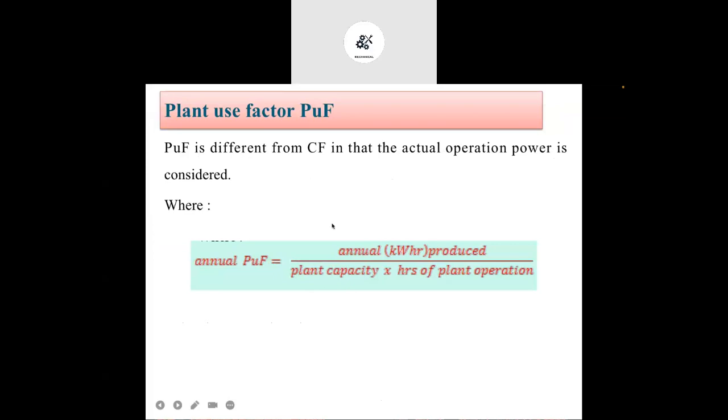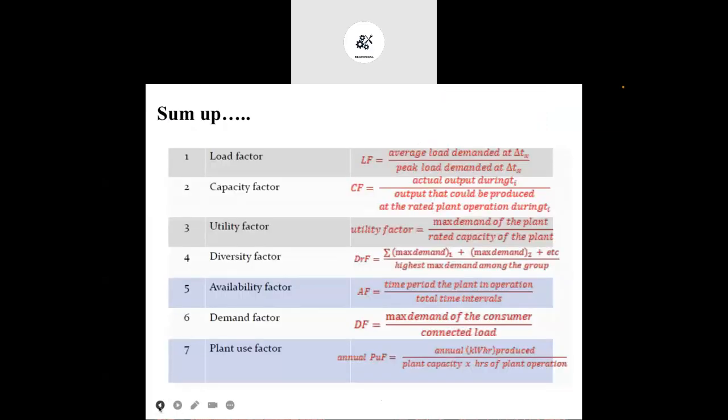So plant use factor is different from capacity factor in that actual operating power is considered. The annual plant use factor is the annual power produced divided by plant capacity times hours of plant operation. That is your annual plant use factor. Okay, so this is a simple one.